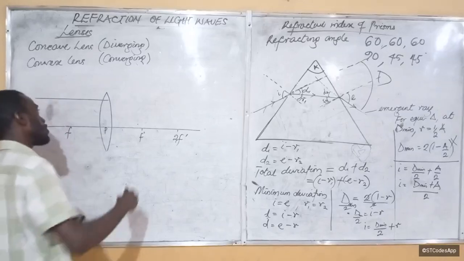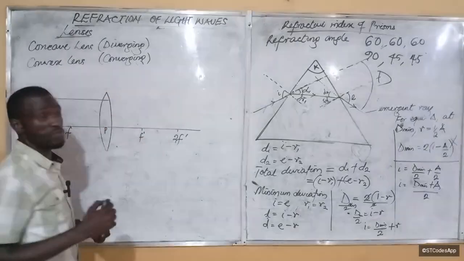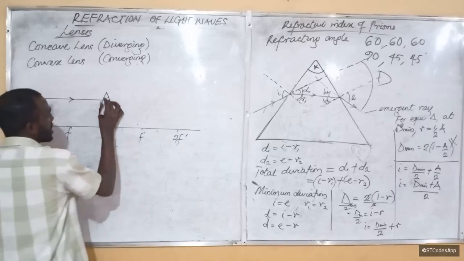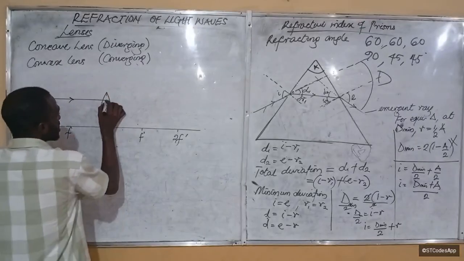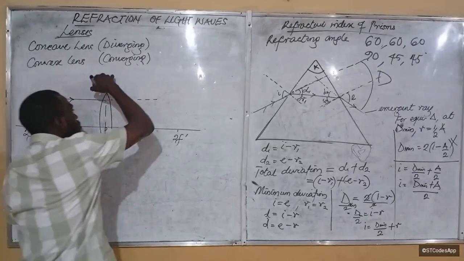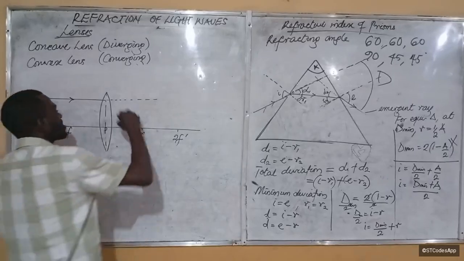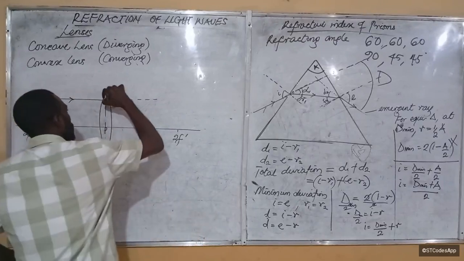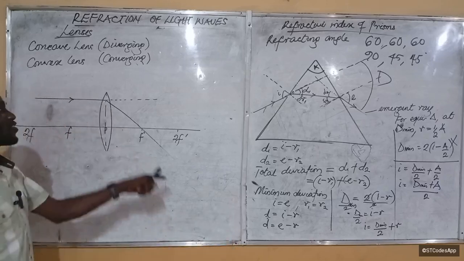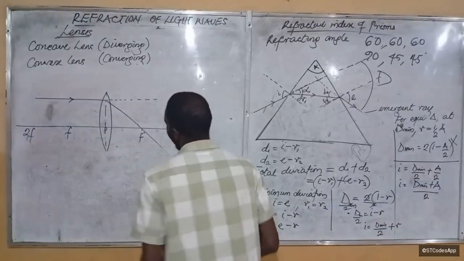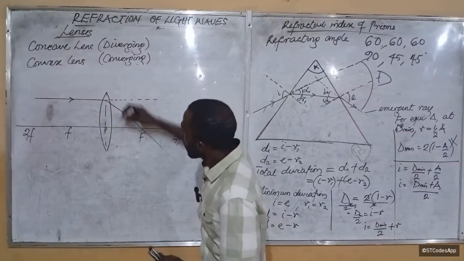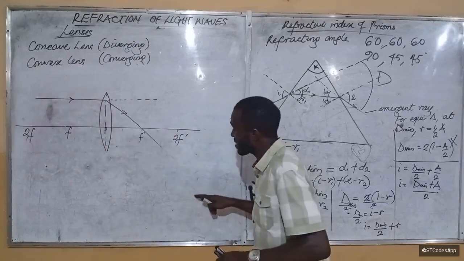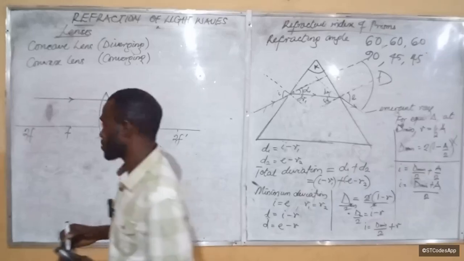Does that make sense? Good. But it's not reflection, it will refract. When it gets to the center of the lens, instead of continuing in its path, it will refract towards the focus. So when you draw a ray of light parallel to the principal axis, by the time it is refracted, it will be refracted towards the focus.